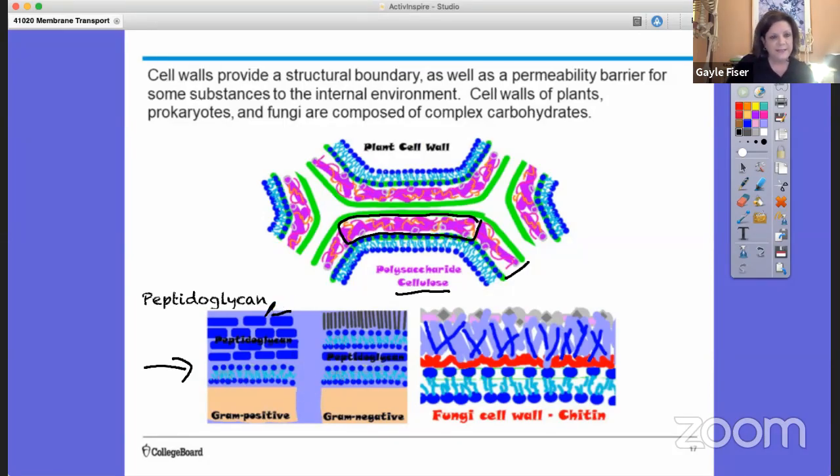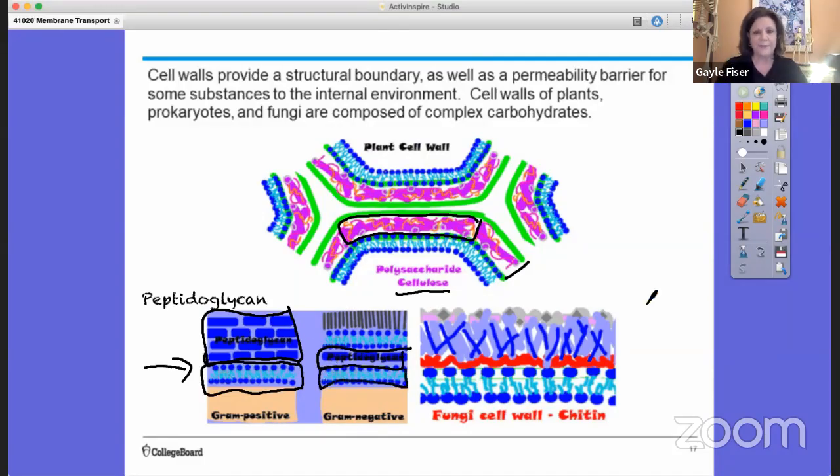Notice, and this is peptidoglycan, okay? And it's really thick right here, but look here. It's just a thin layer here. So when you put this gram stain on, then this will stain differently than the gram negative, and that's how they can tell the two apart.